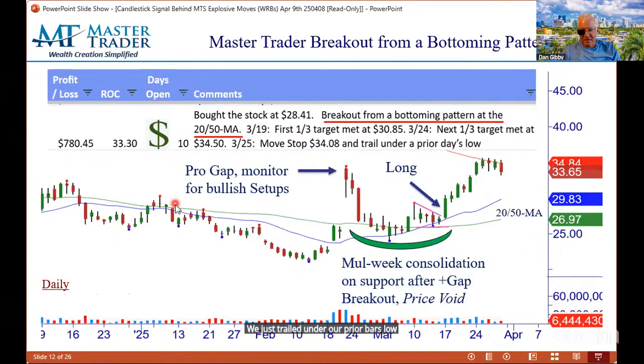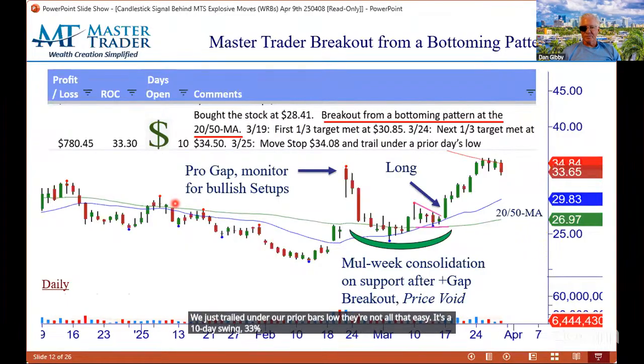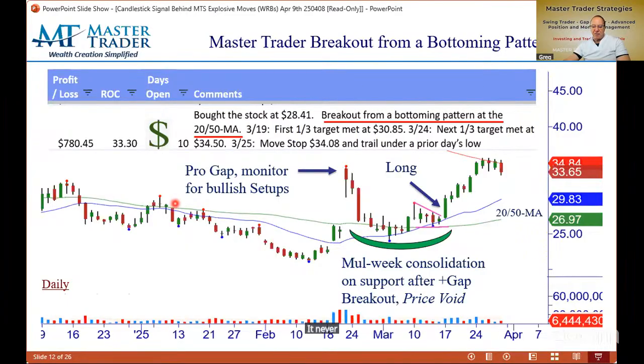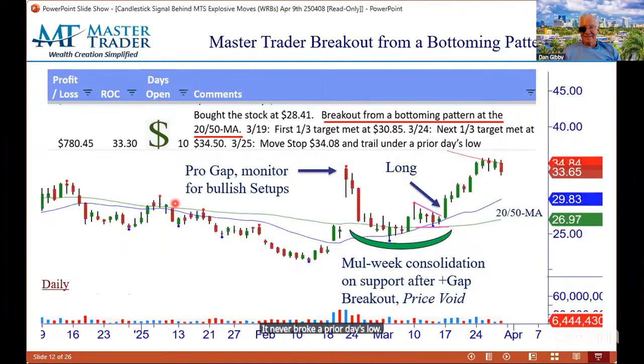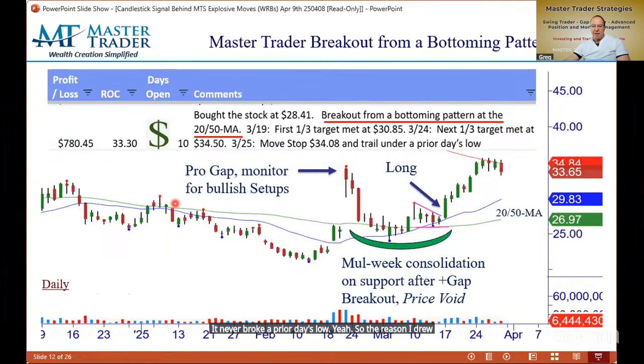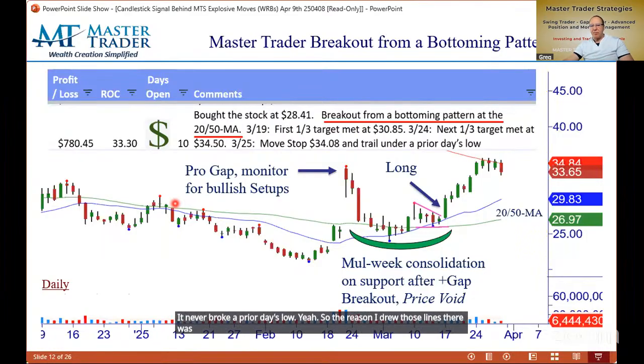They're not all that easy. It's a 10-day swing, 33% return. It never broke a prior day's low. It was easy to manage. So the reason I drew those lines there was to reinforce what I said previously about the contraction and then the explosion.